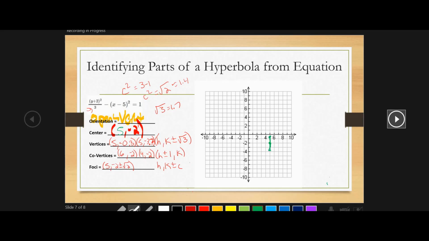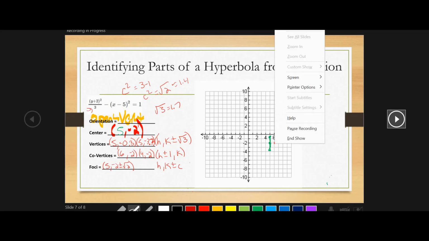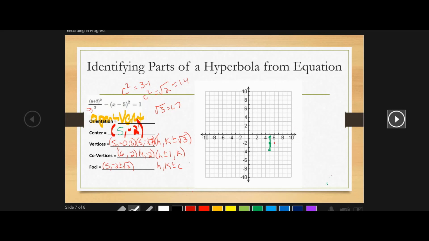And then the minor axis is going to be 6, -2, and then 4, -2. All right, so we would draw our box. It's a small box for this one, but it will look something like that. Again, you draw your diagonals going through here. Those are asymptotes. And here.